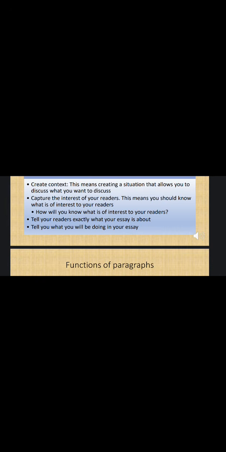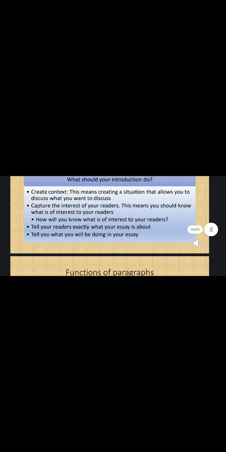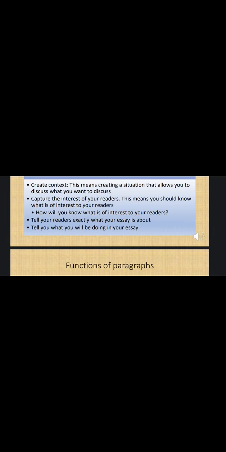Say they ask you to come and talk about sexual harassment in the University of Ghana. They give you this topic to talk about. As a student, the lecturer has certain things he is expecting from you. The person that is about to read also has some expectations. So your aim should always be to capture the reader's interest. That should be your aim. And also, how will you know what is the interest of your readers?